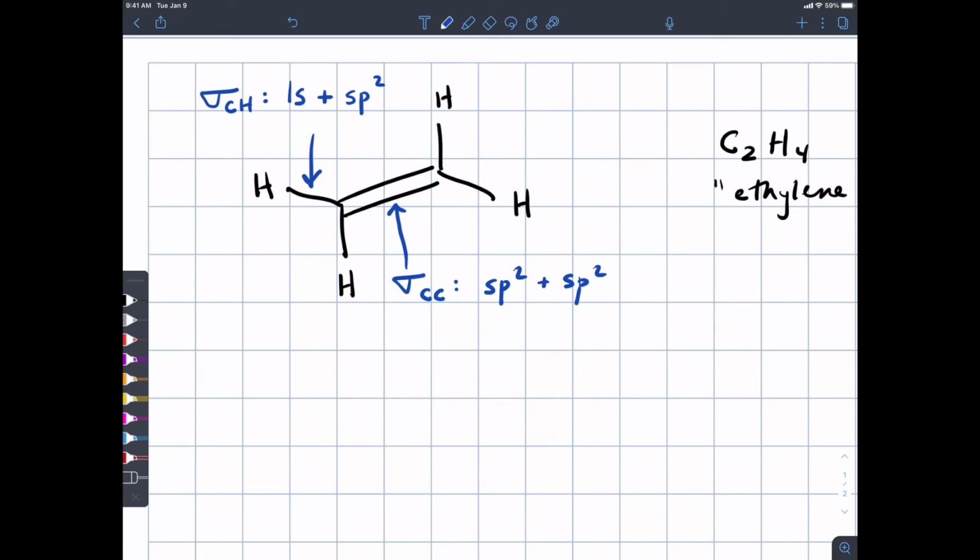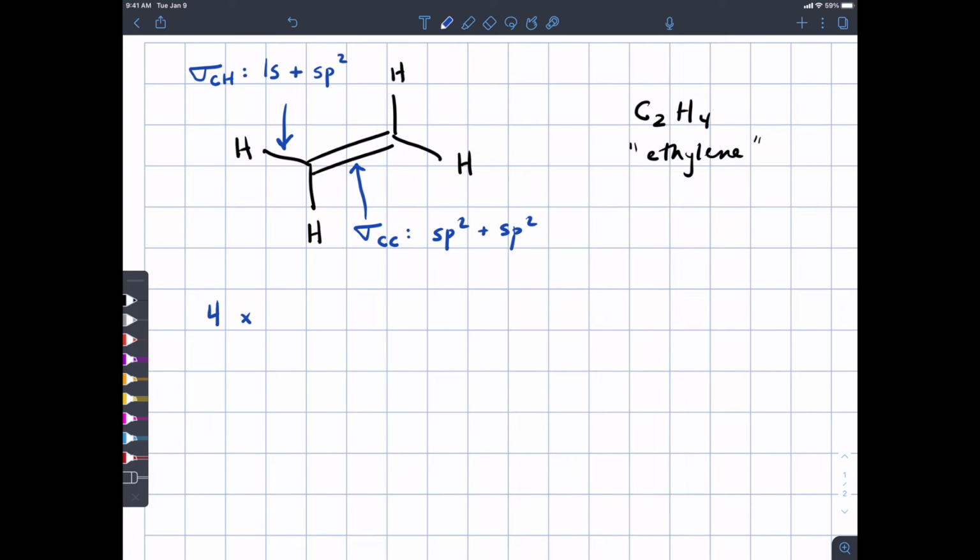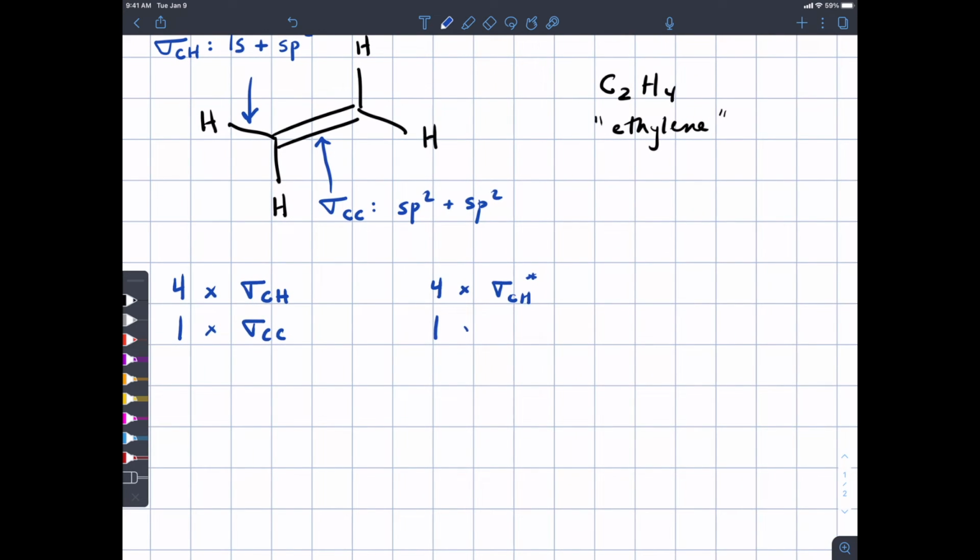And for each of those sigma bonds, though we're not really worrying about it at this stage, there is an empty antibonding orbital. So if we were to summarize the various bonds that we have so far, we've got 4 carbon-hydrogen sigma bonds, and each of those comes from overlap of a 1s orbital on one of the hydrogens with an sp2 on one of the carbons. We have 1 carbon-carbon sigma bond. And at the same time we're going to have 4 carbon-hydrogen antibonding orbitals, and we'll have 1 carbon-carbon antibonding orbital.